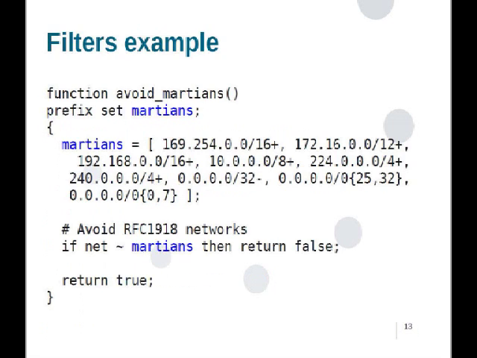Another good thing is we don't have just comparison of 2 values. We can also check membership of a set, and it can be a list or set of prefixes. It can be a set of autonomous systems. So, for example, this is how to avoid some networks you probably don't want to import.